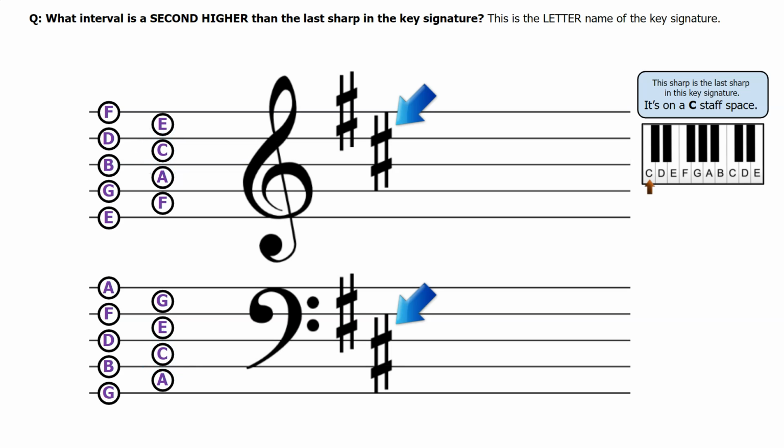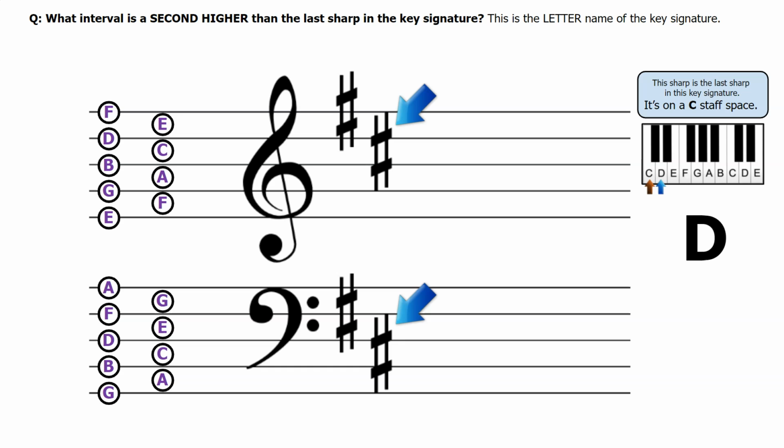There it is. Now, the distance between two pitches in music is called an interval. To find the interval of a second higher, we count the music alphabet letter names in the correct order, or to the right on the piano. And in music, we always count the starting pitch as pitch number 1. So let's get counting. If the letter C is pitch number 1, one higher to the right is D. An interval of a second higher than C is D. D is the letter name of this key signature.